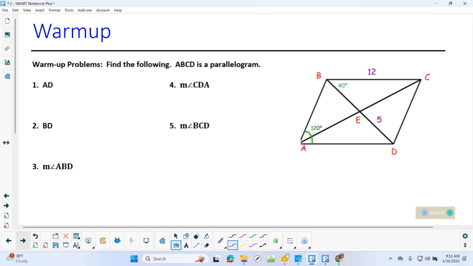Find the following. It tells you it's a parallelogram. Okay, well, let's just go in order. Let's not overthink it. What's AD? 12. Because remember, opposite sides congruent.